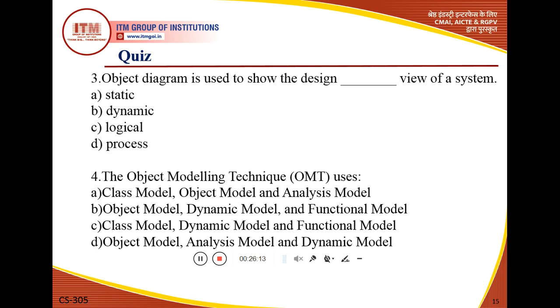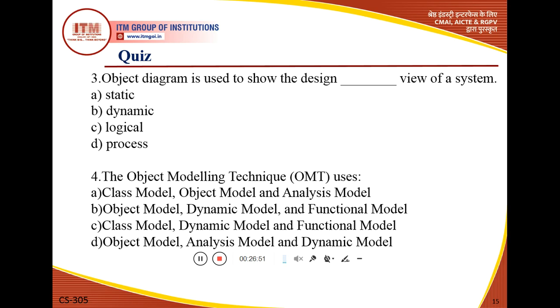Now the third question of today's quiz is: an object diagram is used to show the design view of a system. Which type of view? Static view, dynamic view, logical view, or process view. So it is also related to today's lecture. Now the next question is: the object modeling technique, OMT, uses different types of models.